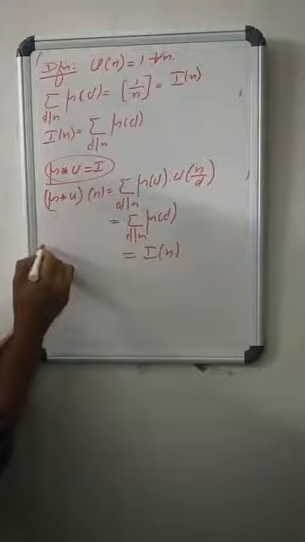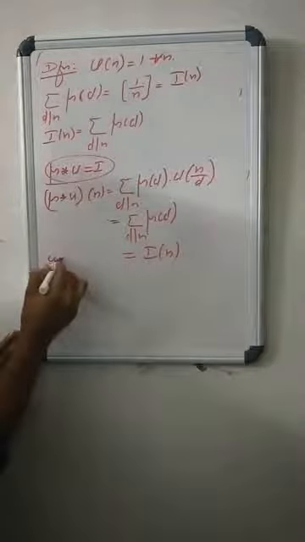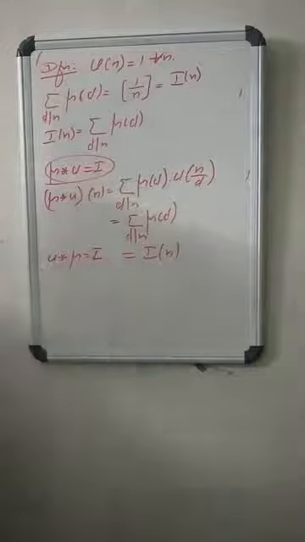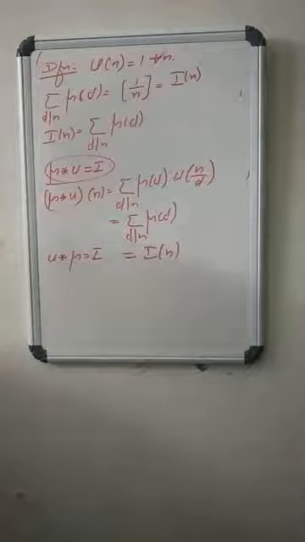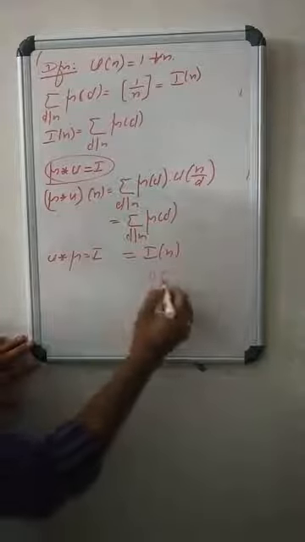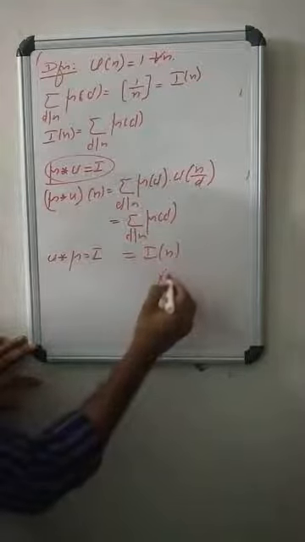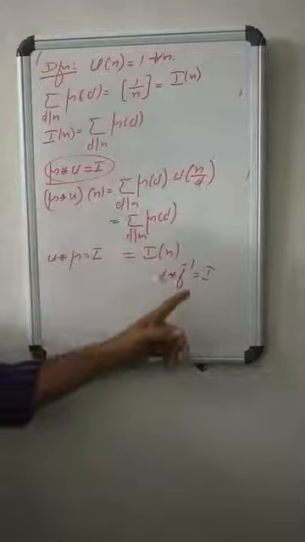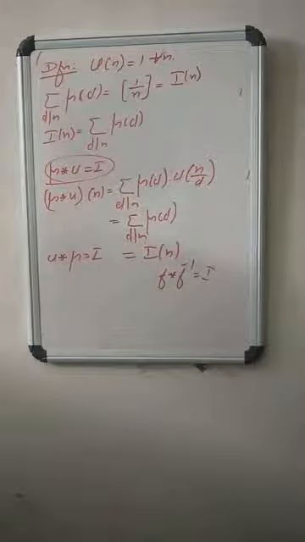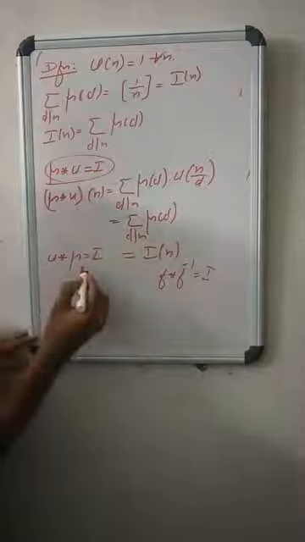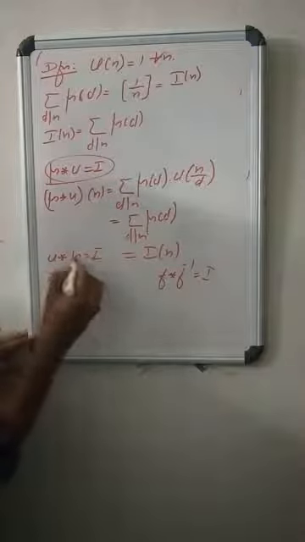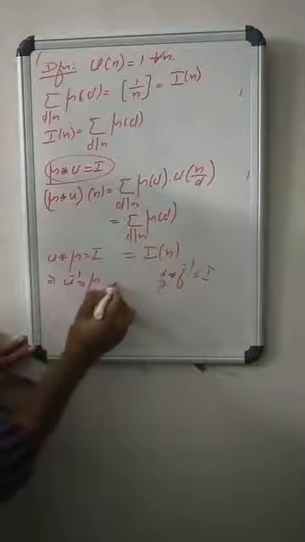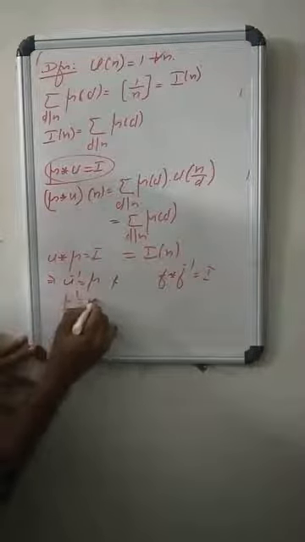Mu star u equals I, and since star is commutative, u star mu is also I. That means u and mu act as the Dirichlet inverse of each other. u star mu equals I. How do we define the Dirichlet inverse? If f is an arithmetic function, then f star f inverse equals I, and f inverse is said to be the Dirichlet inverse of f. In the light of that, u star mu equals I means u is the Dirichlet inverse of mu and vice versa. That is, u inverse equals mu and mu inverse equals u.